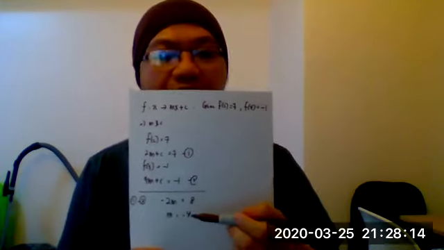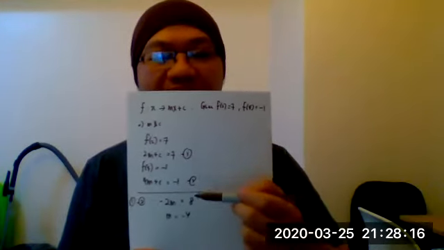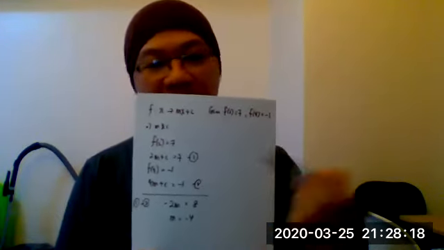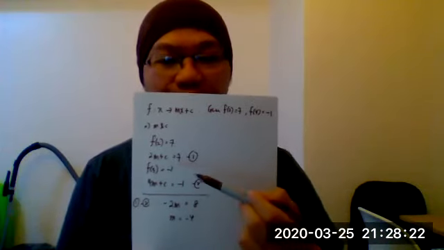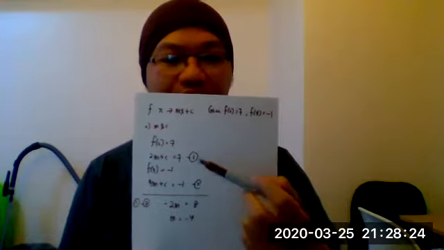So this negative 4, we need to take either the first or second equation. Choose yourself, it doesn't matter. Mana-mana pun boleh. So I use the first one. From the first equation, 2m plus c equals to 7. 2 times negative 4 plus c equals to 7. So negative 8 plus c equals to 7. Your c will be, how much is your c?